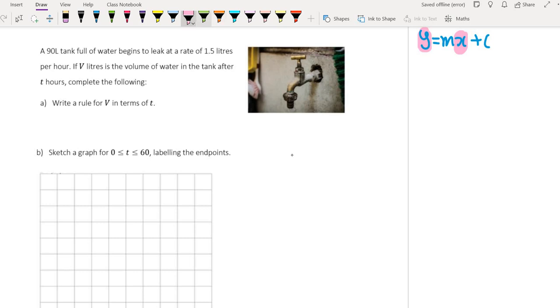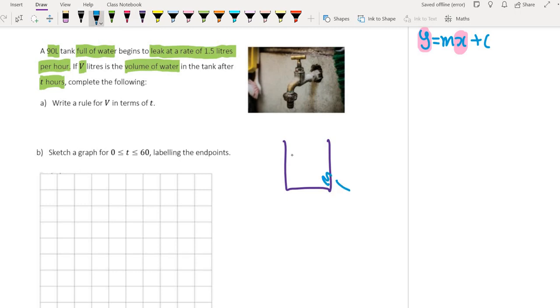We have a water tank that is 90 liters full, and then it's leaking at a rate of 1.5 liters per hour. We want to use V to represent the volume of water in the tank, and T for number of hours. So we know that there's a tank, it's leaking. There's a little hole here, it's leaking water at 1.5 liters every hour. And the tank had 90 liters of water to start with. So at some point, it's going to leak all the water out of the tank.